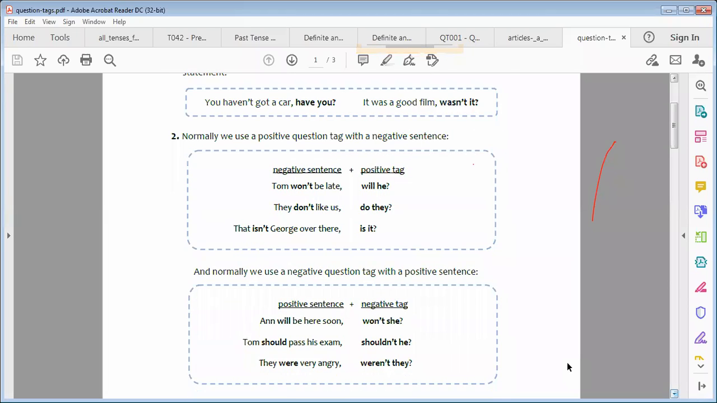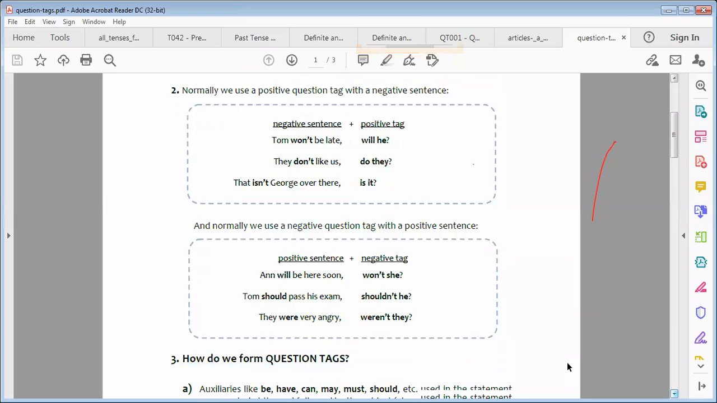Then we use negative question tag with a positive sentence. If the sentence is positive, the tag is negative. Anne will be here soon, won't she? Tom should pass his exam, shouldn't he? They were very angry, weren't they? So see, here the negation was in the sentence, so there is no negation in the question tag. But now here there is no negation in the sentence, so negation not is added in the tag.